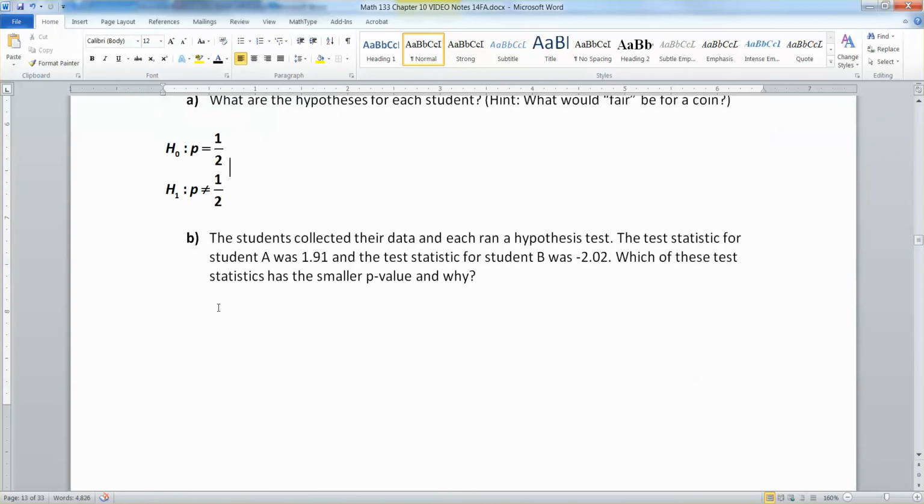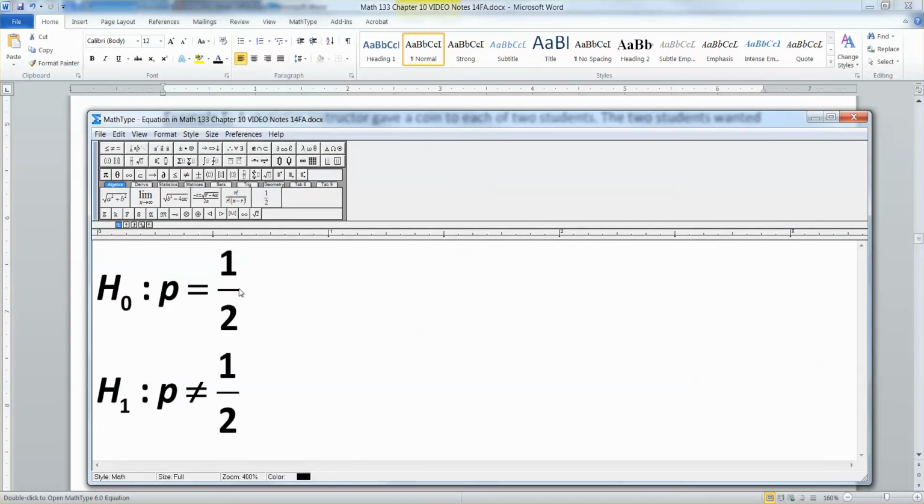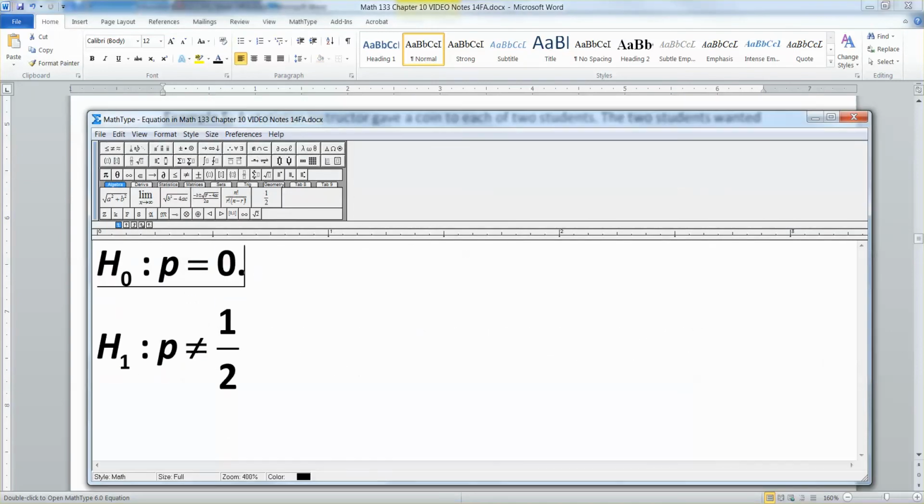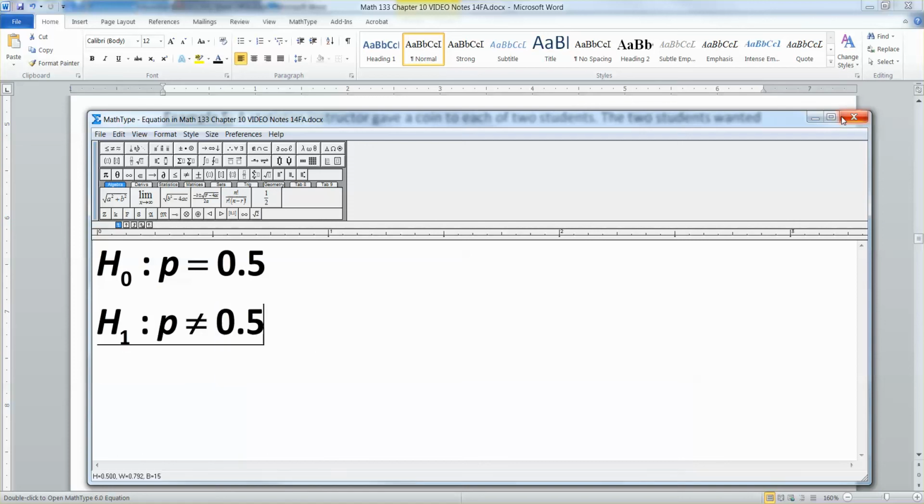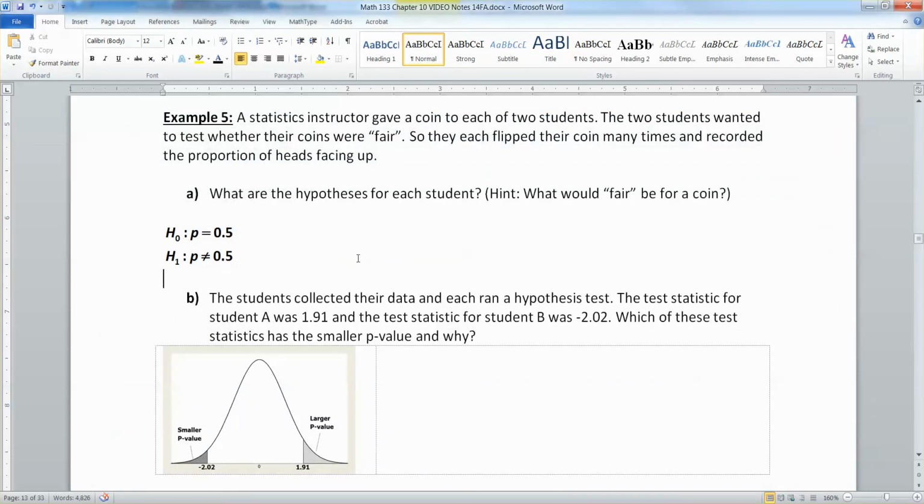So you assume the coins are fair unless you can prove it otherwise. And if you like, you could put 0.5 in here instead of a half. It doesn't really make any difference. All right, now the students collected their data and each ran a hypothesis test. The test statistic for student A was 1.91, and the test statistic for student B was negative 2.02. Which of these statistics had the smaller p-value and why?